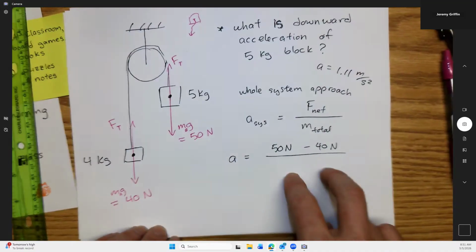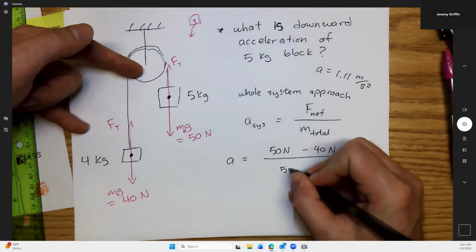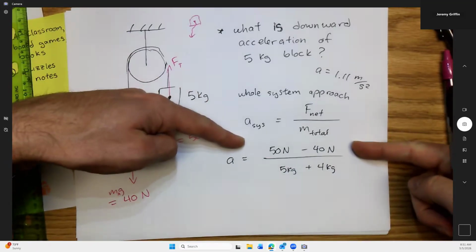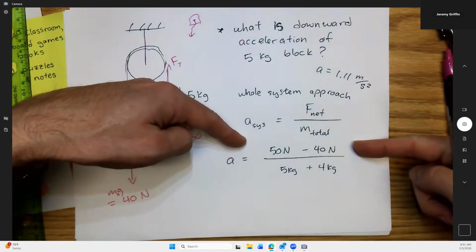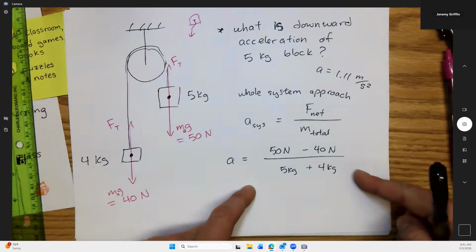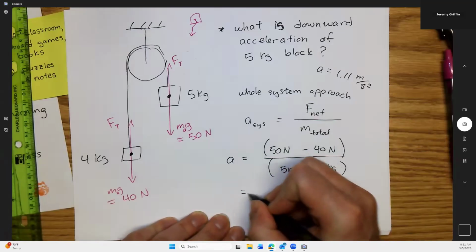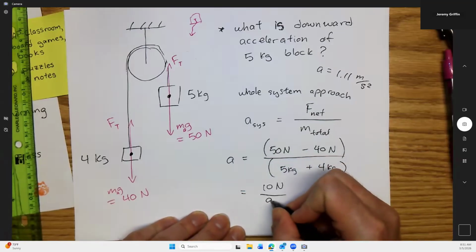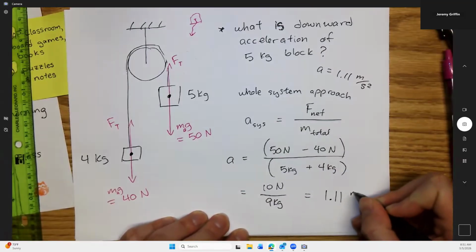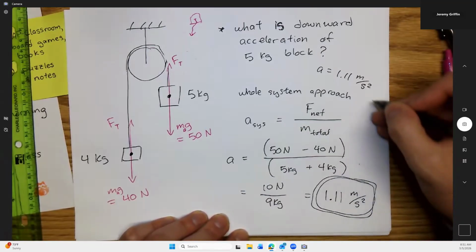Anyways, how much total mass is being moved around? 9 kilograms. It's 5 kilograms plus 4 kilograms. Remember, guys, forces are vectors, so they can add or subtract from each other depending on direction. But mass, inertia, that's a scalar value, so it's always just going to add. So I have 10 newtons net force acting on 9 kilograms of mass. Plug it back in. 1.11 meters per second squared. Oh yeah, Justin got it right.